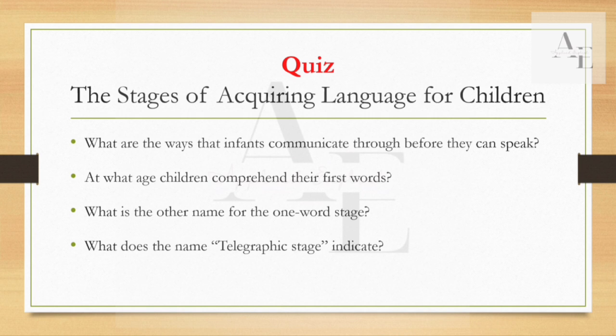So first of all, what are the ways that infants communicate before they can speak? We talked about a stage that children go through, or ways that children use, before they learn to pronounce words or consonants, to be specific. At what age do children comprehend their first words? Let's focus on comprehend. What is the other name for the one-word stage? We talked about a name for the one-word stage. And what does the name telegraphic stage indicate? We talked about the word telegraphic and it means something.